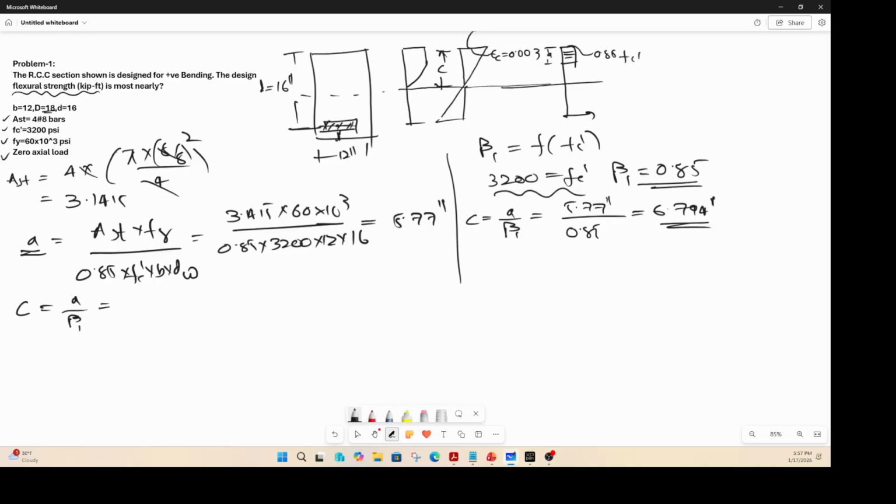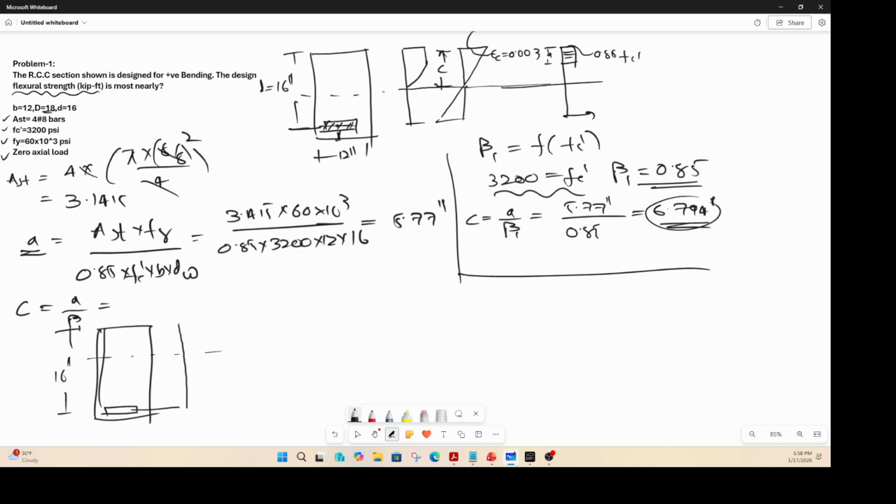Okay, so now that you have your depth of neutral axis, we can visualize what is happening here. So depth of neutral axis is only 6.79, and we have a 16 inches deep beam, right? So from here to here is 16 inches, but my depth of neutral axis is not 8, not in the middle, somewhere slightly above. So let's say this is the neutral axis. This is your 0.003 at failure. And then you need to calculate your epsilon steel, the strain in steel.